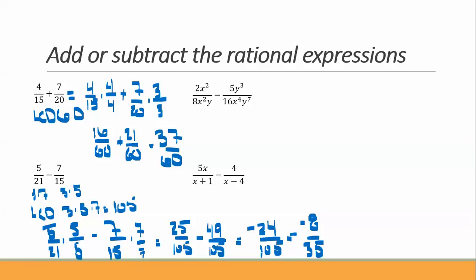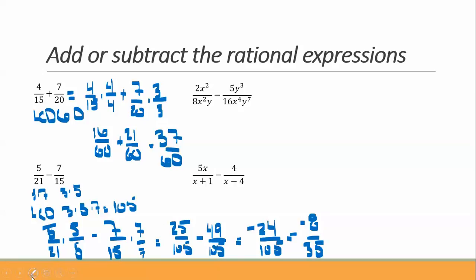One of the reasons to use a least common denominator versus just multiplying the first fraction by the second denominator and the second fraction by the first denominator is, number one, you're going to get much smaller numbers, and number two, even though we had to reduce this time, many times when you find the least common denominator, you don't have to reduce anything.